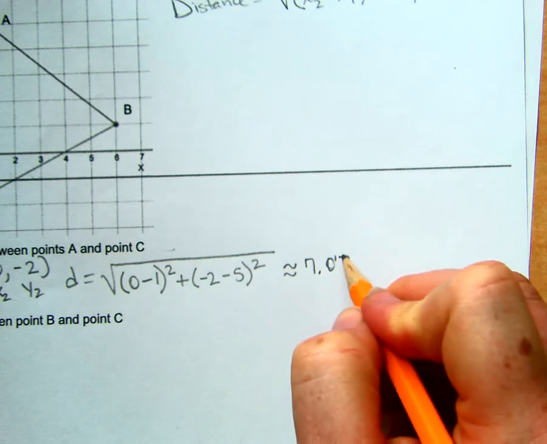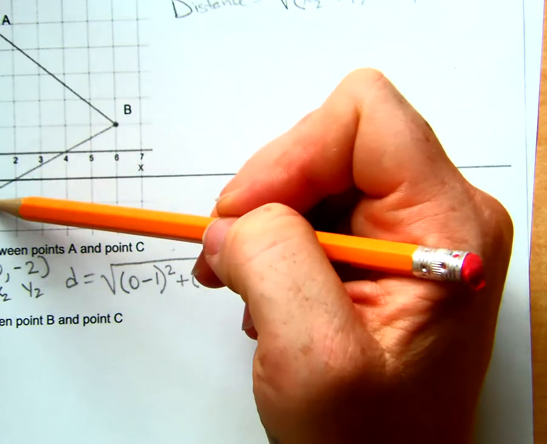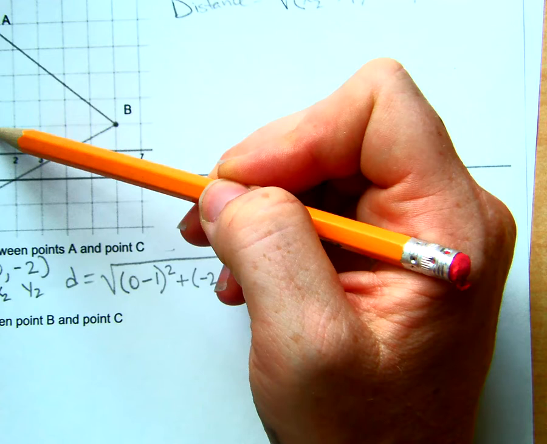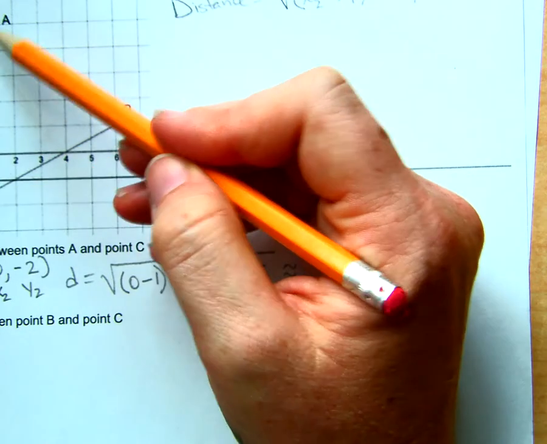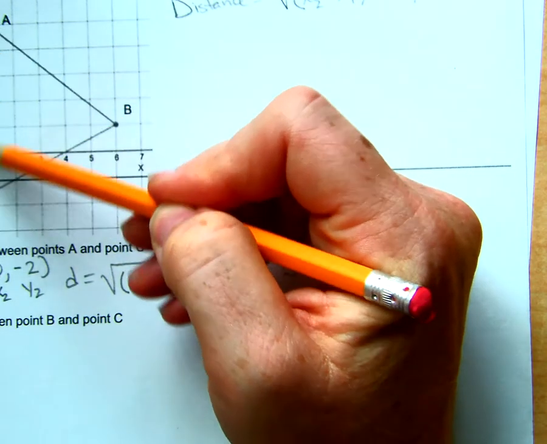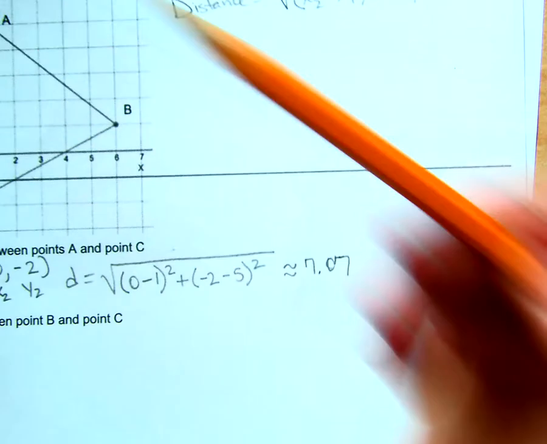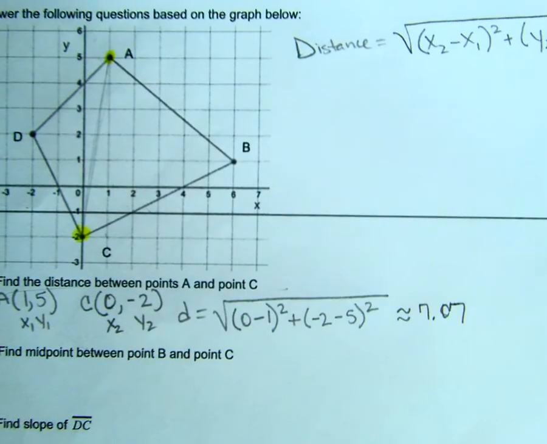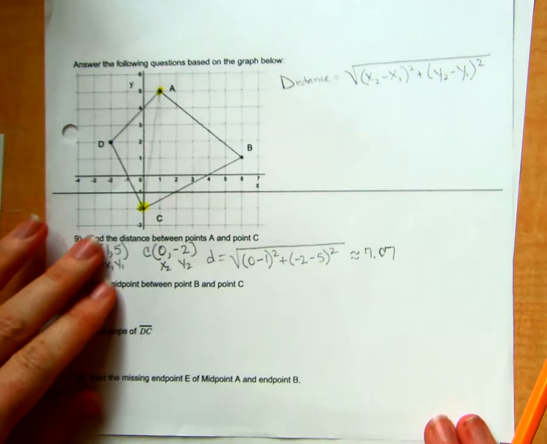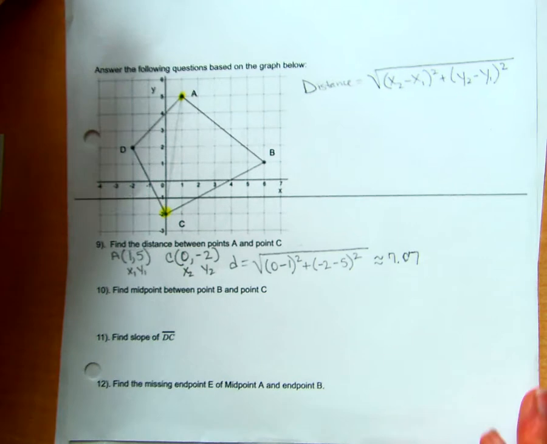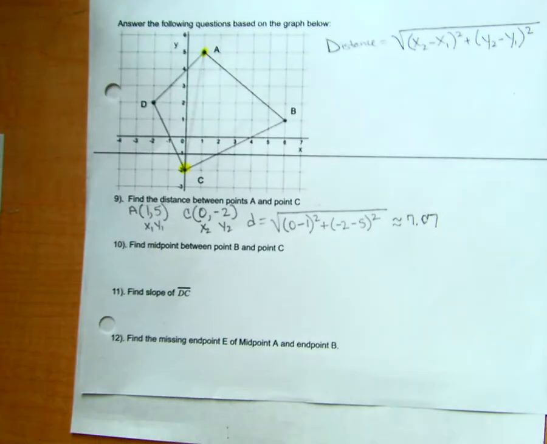And I might just look at my picture. If it were straight down, it would be 1, 2, 3, 4, 5, 6, 7, right? So we would expect for this distance right here to be a little more than 7 because it's not straight down. I need to zoom out so you can see everything I'm doing here. So the 7 makes sense is my point.